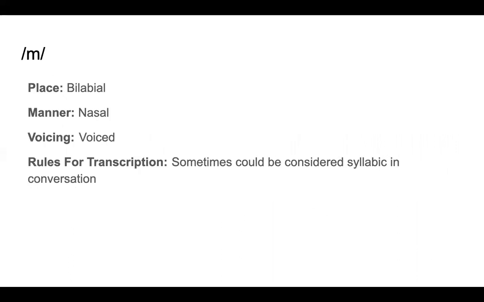The first one I'm going to be discussing is M. The place of articulation for this is bilabial. The manner is, of course, a nasal, and something to know is that all nasal consonants are voiced, so hence M is voiced. Some rules for transcription is that sometimes it could be considered syllabic in conversation. Some examples of M I found were money, morals, and married.